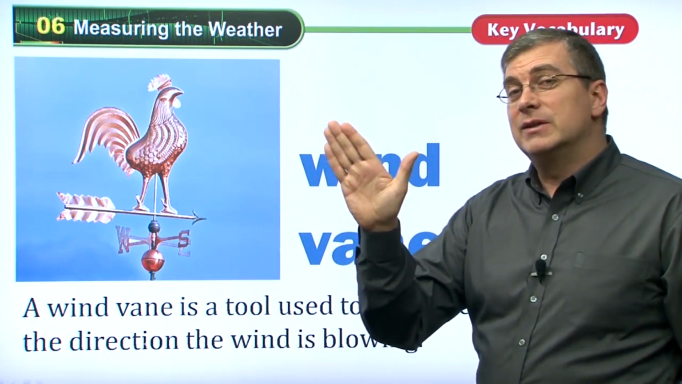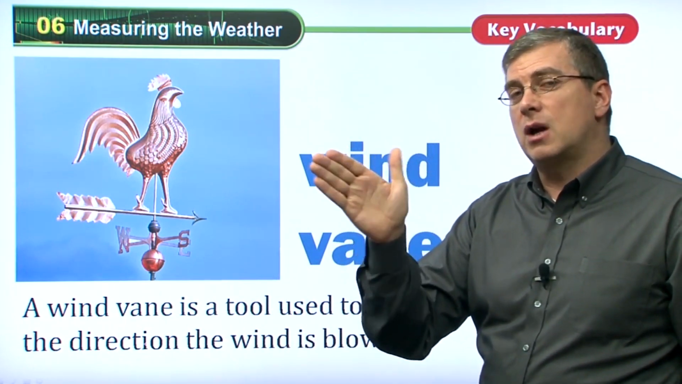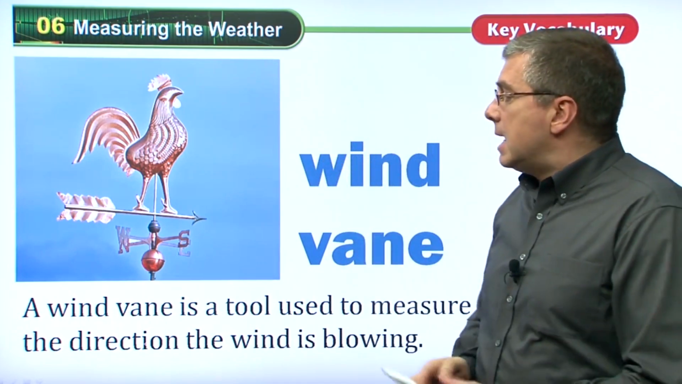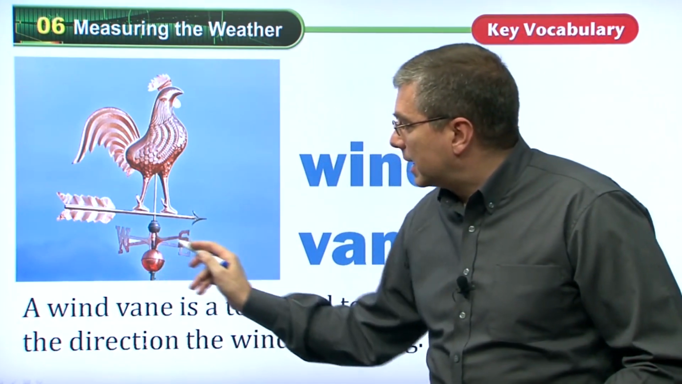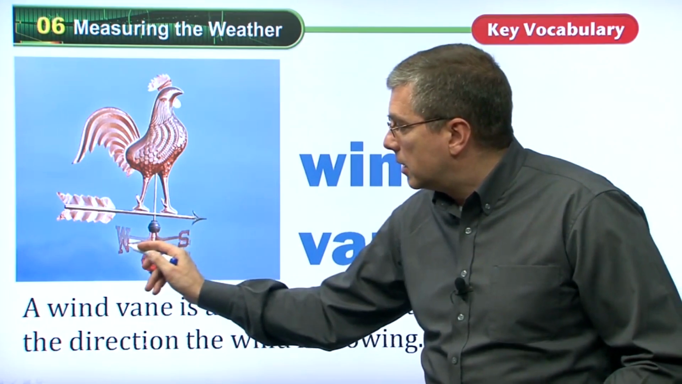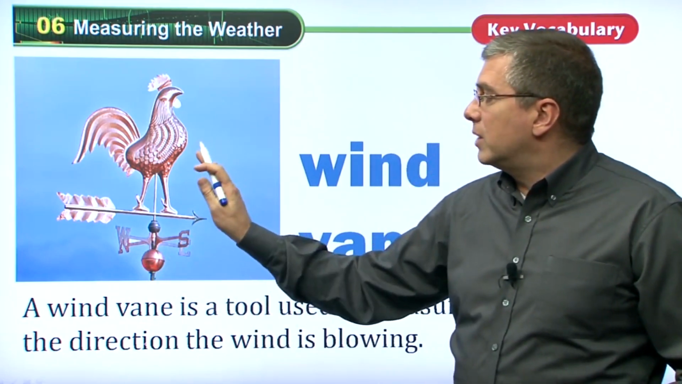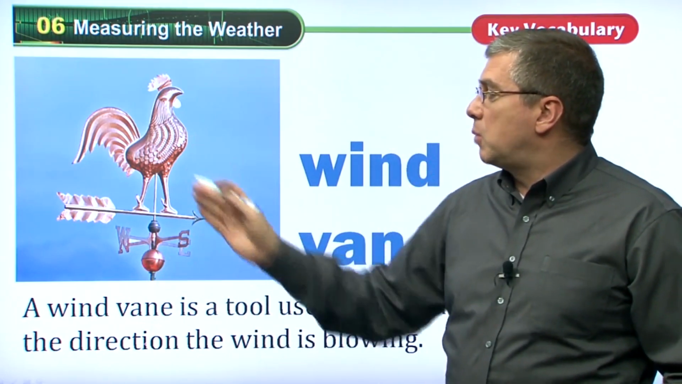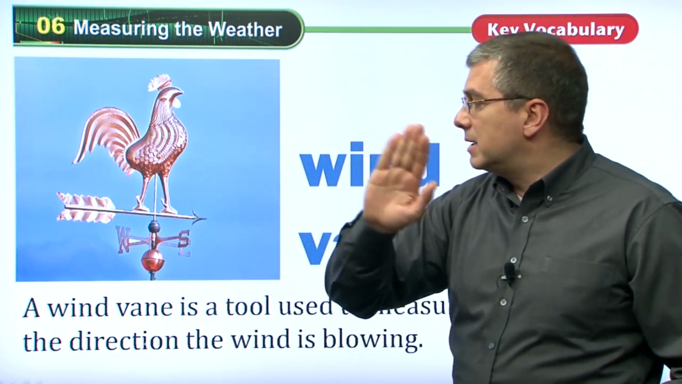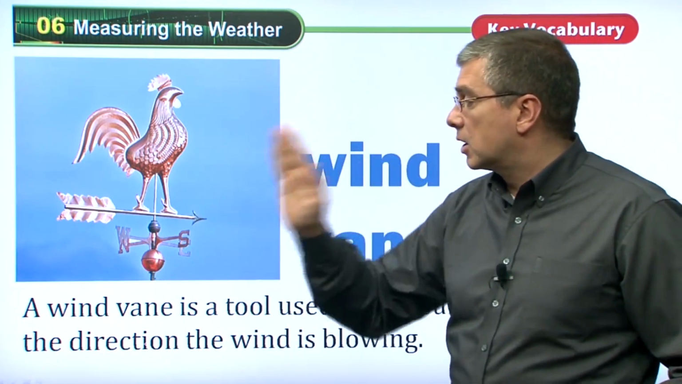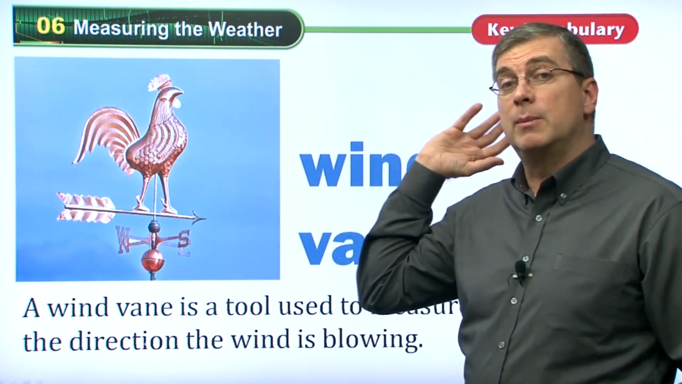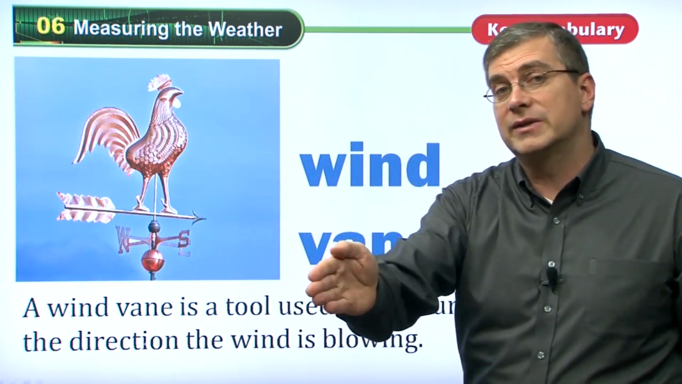Which way is the wind blowing? So we can also talk about direction, right? Here we have west, east, south, north. Depending on which way that rooster is pointing, we can see the wind is blowing from the west going east, or the wind is coming from the north, it's going south.